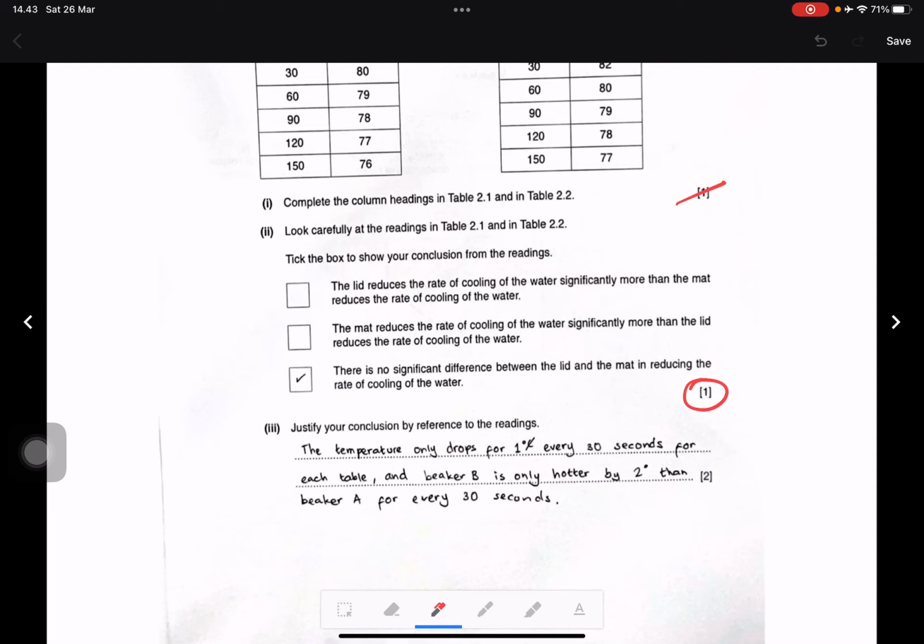Justify your conclusion by reference to the readings. Say the answer: the temperature only drops by 1 degree Celsius every 30 seconds for each beaker, and beaker B is only hotter by 2 degrees than beaker A at every 30 seconds. Yes, it's okay.